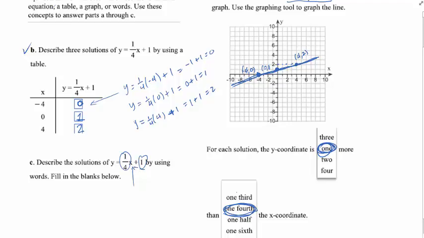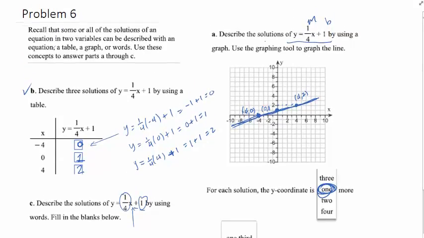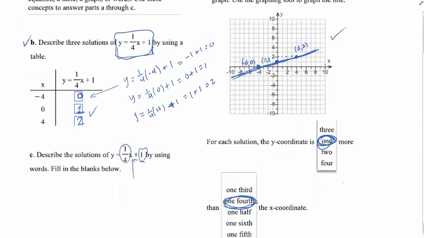Okay, so that's how you would tackle this. So we have the symbolic representation. We have the graphical representation. We have the numerical representation, and now we're also able to represent this equation in words. Alright, so that is the rule of 4.